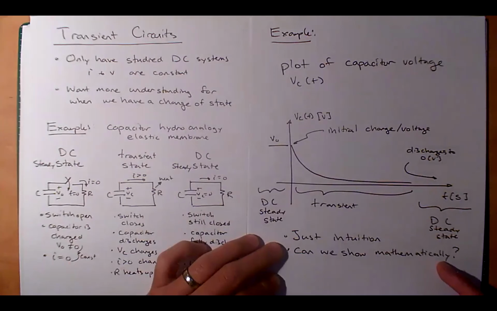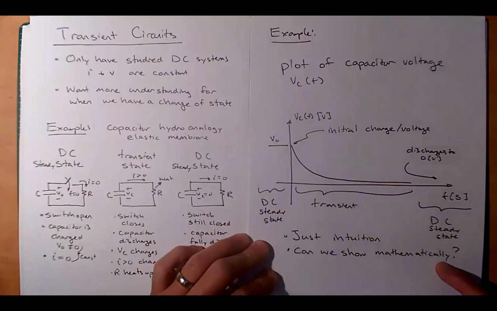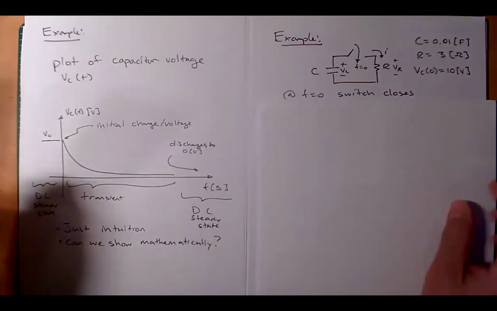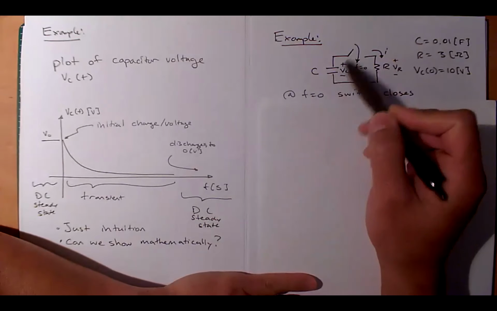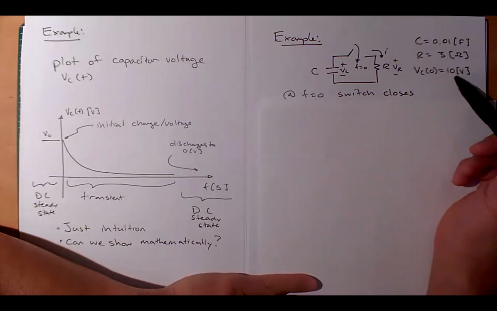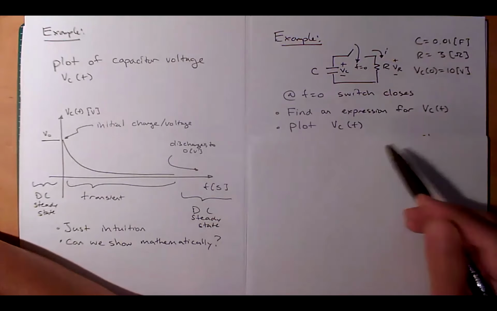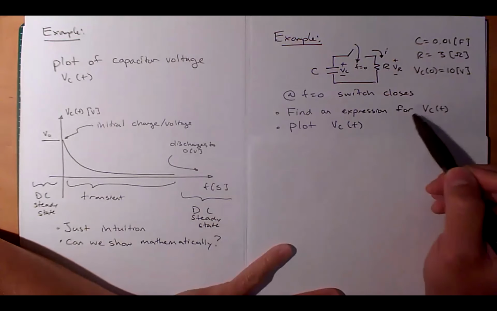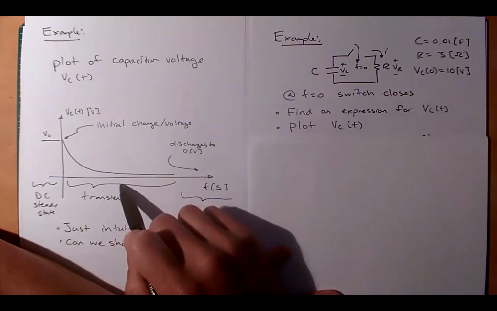Because what's happening is there's some calculus and differential equations going on. We want to uncover that and see if we can model it on our own. Okay, so here's a closer look at that example. We have a capacitor, we have a switch, we have a resistor, and let's say we give it some values. Let's say we have 10 volts and 3 ohms and 0.01 farads, right? And we want to find a mathematical expression for VC of t, and then we'll plot it. And we should get this, okay?